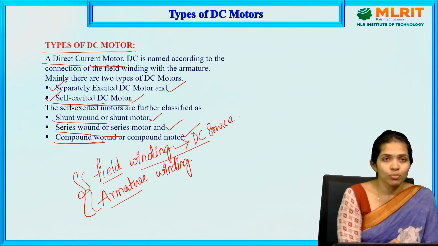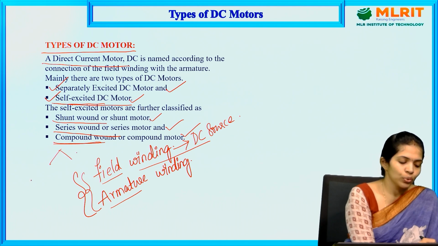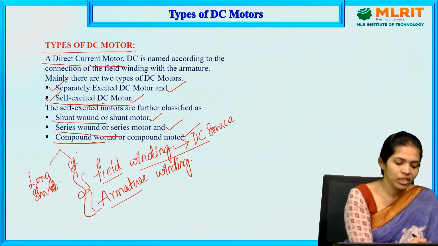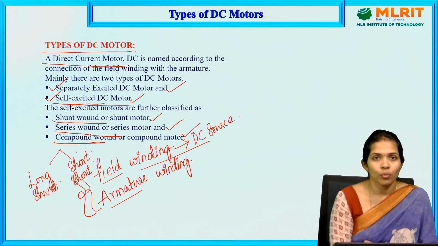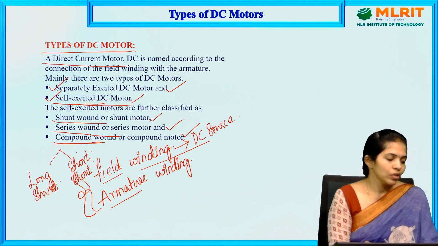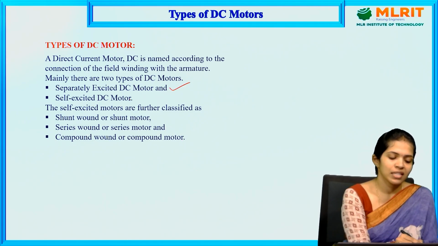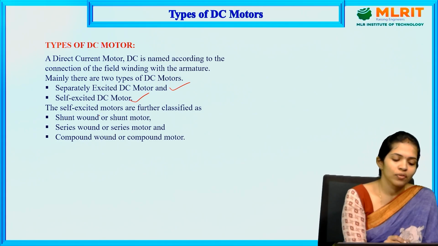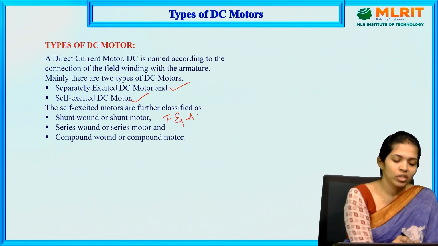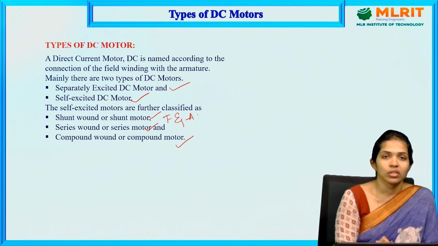This compound wound motor is again divided into two types: long shunt compound motor and short shunt compound motor. So this is one more classification of compound motors. Basically we have two kinds, separately excited and self-excited, based on the excitation given to the field windings and on the connections of the field windings and armature windings. We have the shunt motor, series motor and the compound motor.